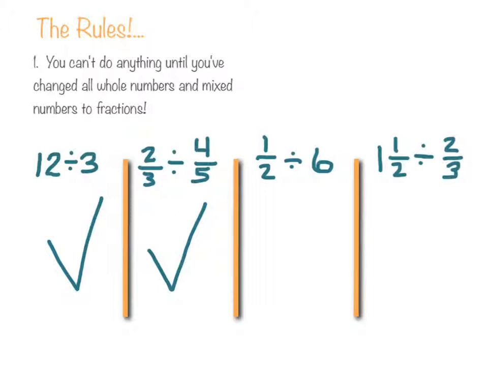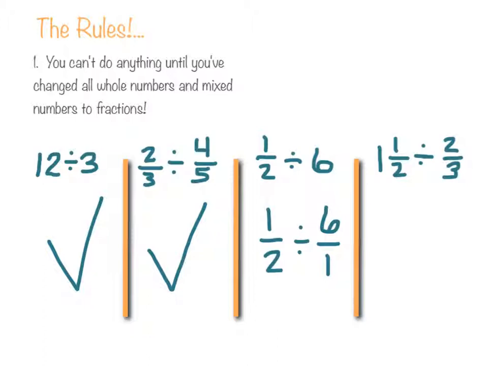When we move on to the third problem, though, we have 1/2 divided by 6. We have a mixture of fractions and whole numbers. In this case, we have to make sure the whole number is changed to a fraction. And the easiest way to do that with whole numbers is just to put a 1 underneath the whole number. In doing that, it's still equal to 6, but it's written in fraction form.